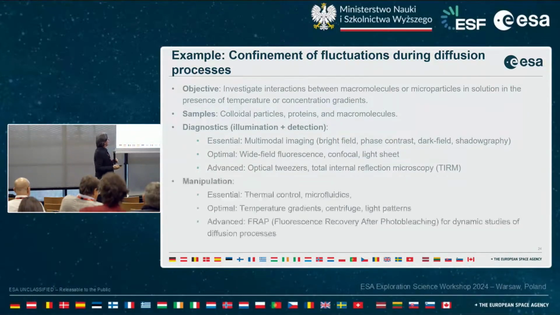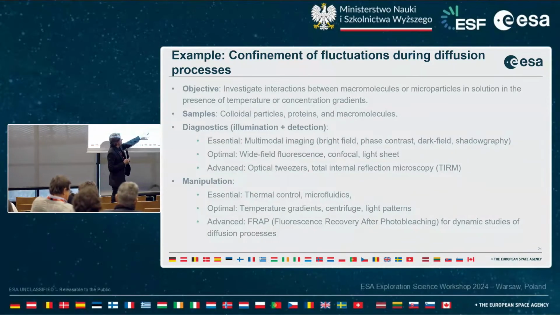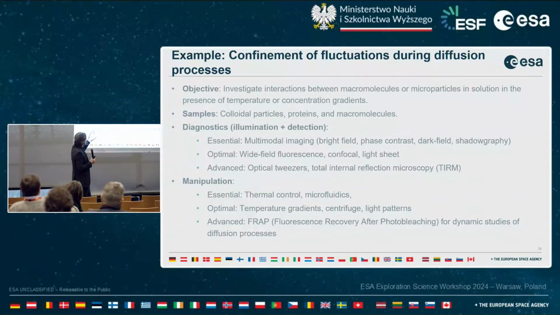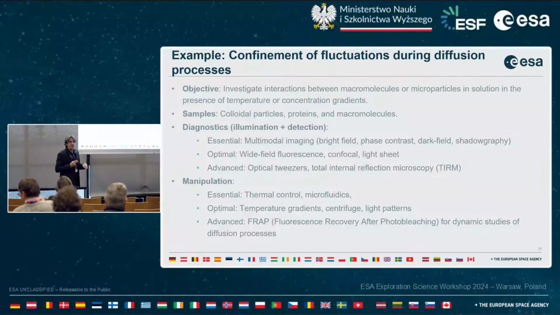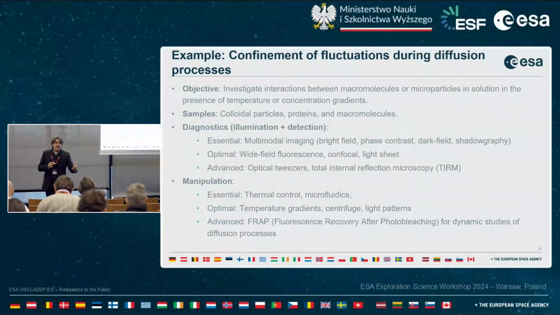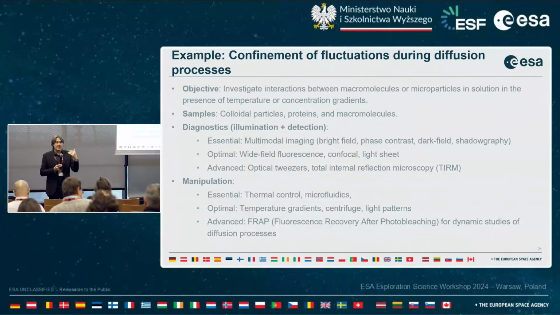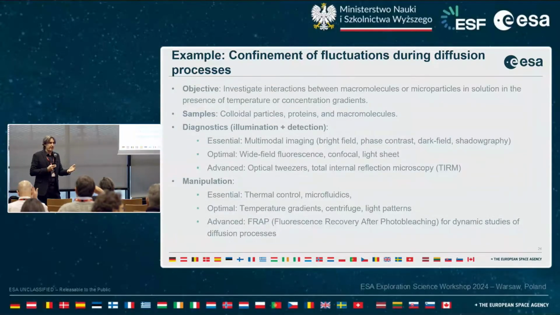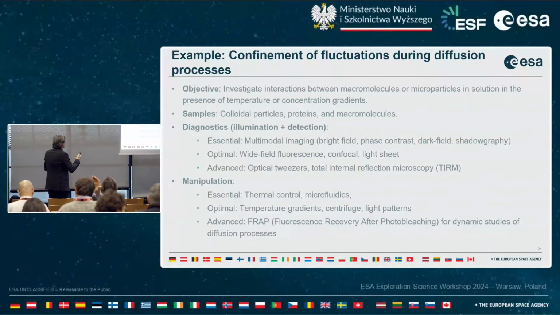Okay? Then we do the same thing for the manipulation. What are the essential elements? Well, thermal control, microfluidics. What are optimal? Temperature gradients, structured light patterns. What are advanced? FRAP for dynamic study of diffusion processes. And now we are still doing this exercise for all the 5 scientific objectives and scientific areas.